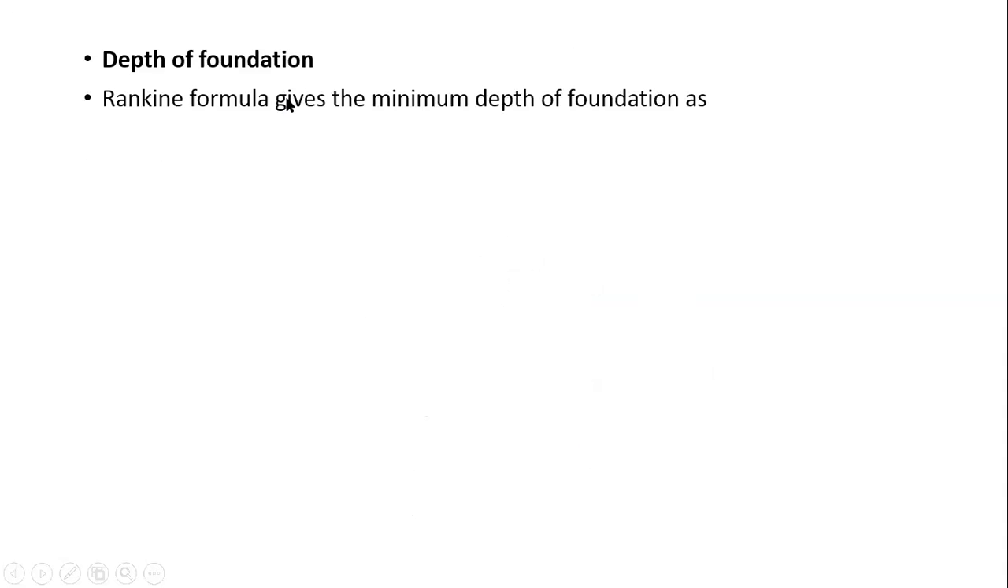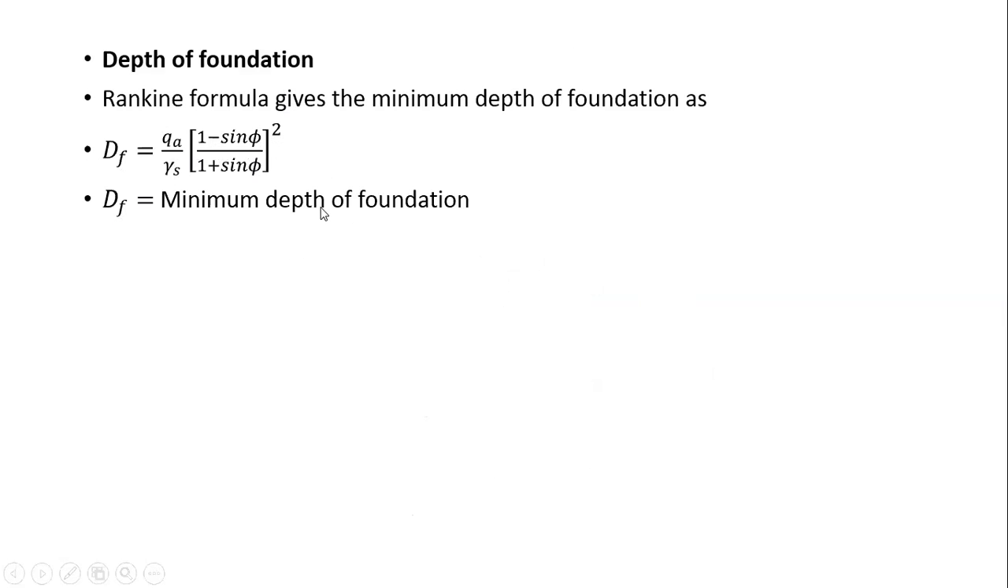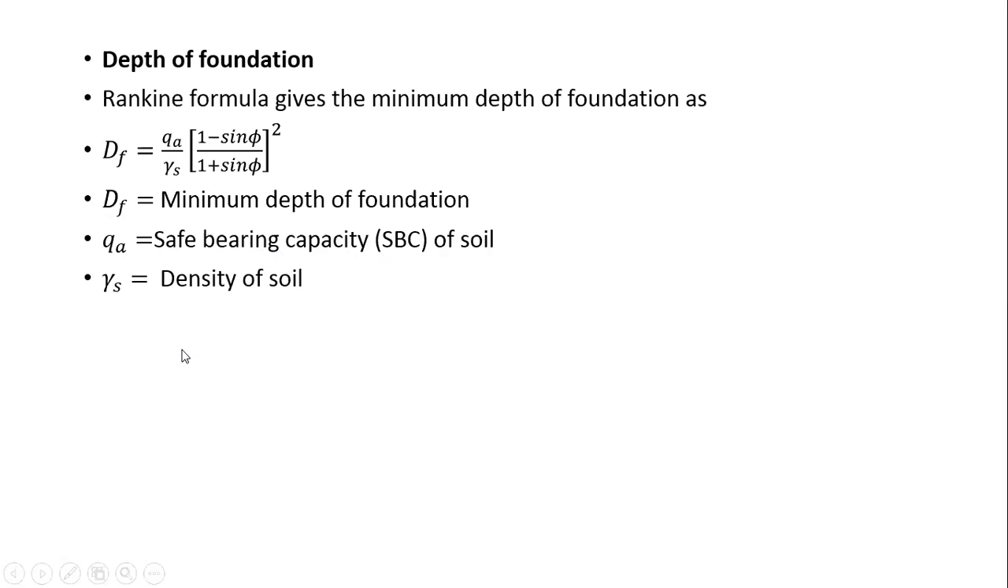Now, how to calculate the depth of the foundation? We have a formula called Rankine's formula, which gives the minimum depth of the foundation. Df means depth of foundation. This is the formula: Df = (qa/gamma) × ((1 − sin phi)/(1 + sin phi))². What is this? Df means minimum depth of foundation. qa means safe bearing capacity of soil. This is my bearing capacity. Gamma is the density of the soil. Phi is the angle of repose of soil. It is also given in the problem.